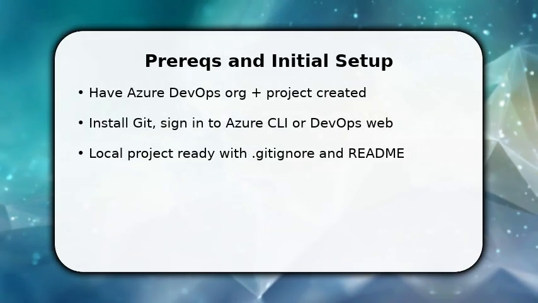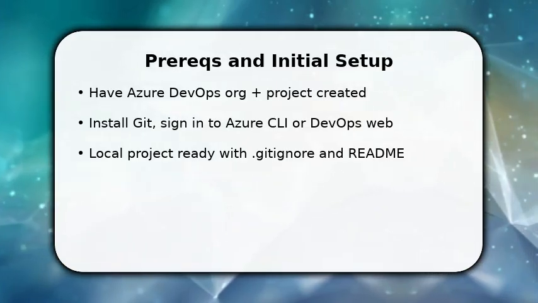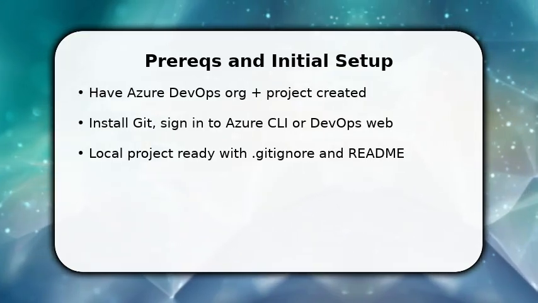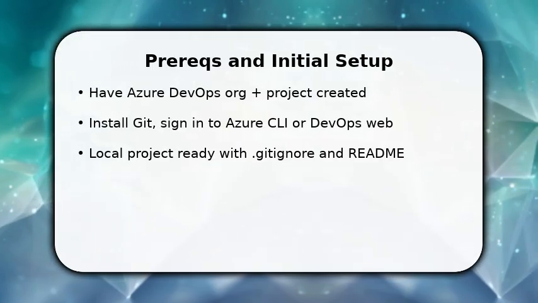Initialize your local repo with git init, add a clear .gitignore and README, then stage files. This step ensures the remote is ready and local history is clean. Doing this first prevents permission and merge headaches later.